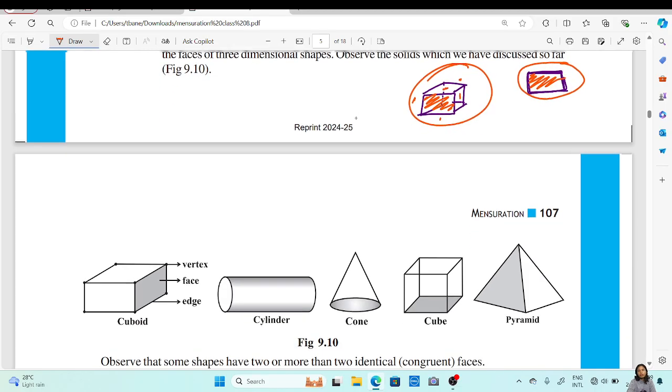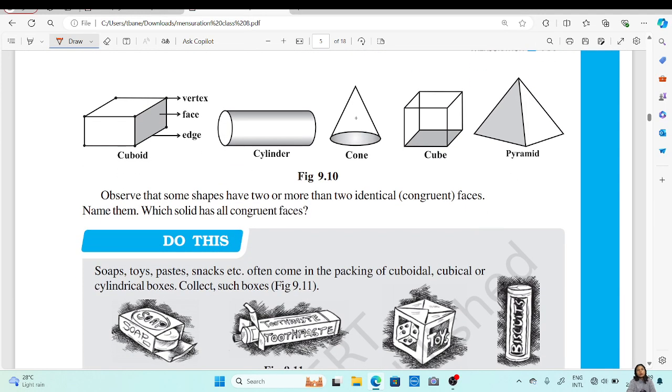Observe the solids which we have discussed. So now see, there is a cuboid. So this point here at the corner, it is known as the vertex. Okay, the point at the corner is the vertex. So now in this cone, say this is our vertex. Then we have the face. So we'll have here 1, 2, 3. On this side there will be 1 and 3, and here on the back there will be another one, and underneath. So we have 6 faces to this structure.